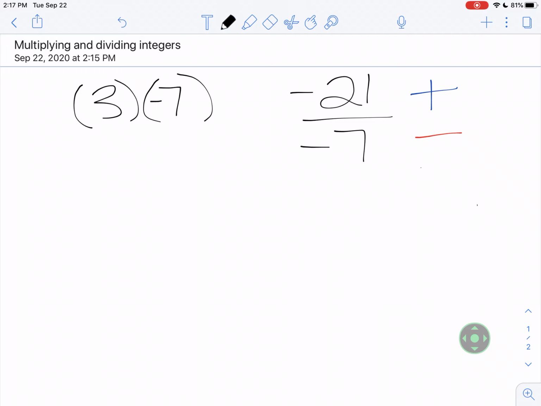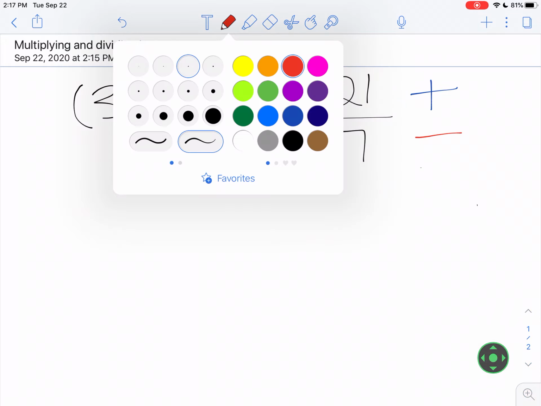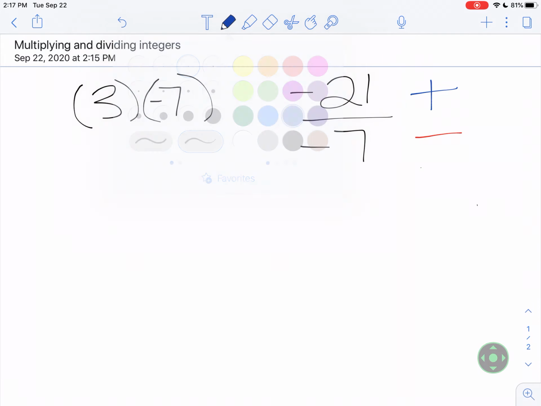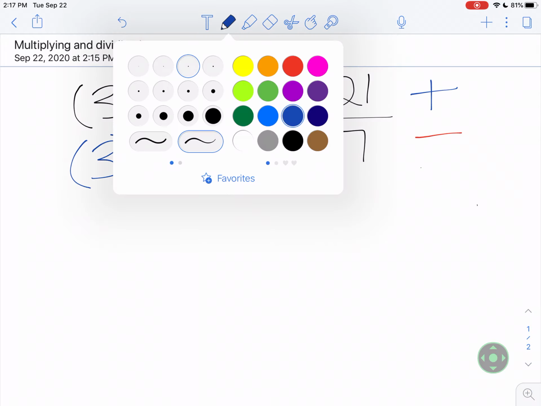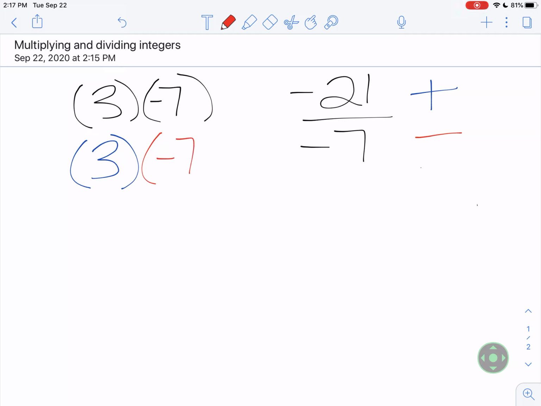Okay, so we're going to go through and color code here. The first question is asking us to multiply. Remember that these brackets, again, mean multiply. So we're going to make the first one blue because it's positive. So positive 3 times negative 7. And what I want to do is notice how many red numbers I have, how many negative numbers I'm working with. So here, there's one negative number.